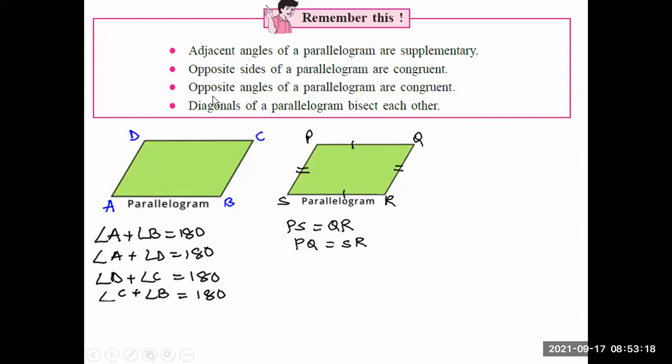Next, we see opposite sides of a parallelogram are congruent. Opposite sides means the sides which are right in front of each other, which face each other. So PS is equal to QR and PQ is equal to SR. Next, opposite angles of a parallelogram are congruent. Angle S is opposite to angle Q, so these two angles are equal. Angle P is equal to angle R. Again, opposite angles are congruent.